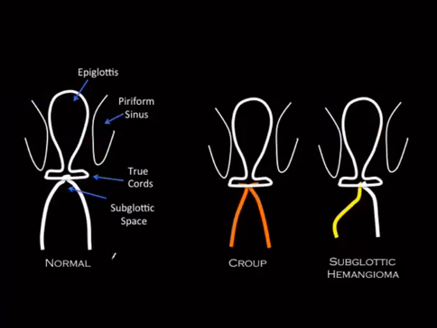So just taking a look closer here, this is sort of like the gas outline. Sometimes you can see this. Croup is symmetrically pushed in. These are sort of outward convexity here. These have been pushed in with edema. And then if it's asymmetrically pushed in, then you're dealing with a subglottic hemangioma.